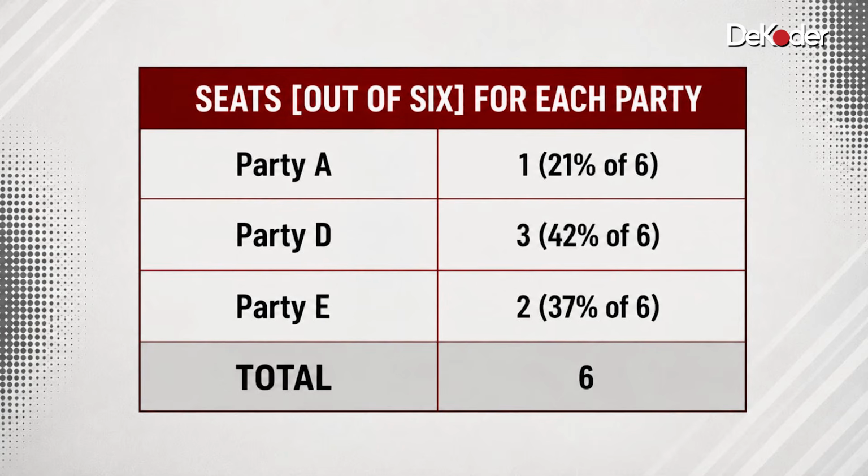So now what will happen? Each party has provided a list of 6 people. From Party A, the first person only on the list will get elected. In Party D, number 1, number 2 and number 3 will get elected. In Party E, number 1 and number 2 will get elected. So that is the way you fill the 6 seats.